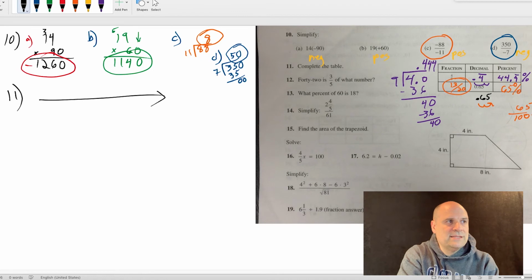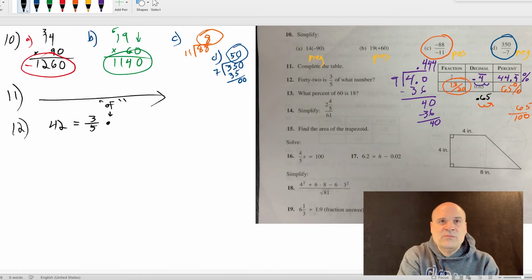All right, let's do number 12. So we're going to translate this, and then we're going to solve. 42, how do you say is? Equals. 3/5, how do you say of? Times, remember, of means times. Of what number? How do you say what number? Well, that's your unknown, that's your variable.